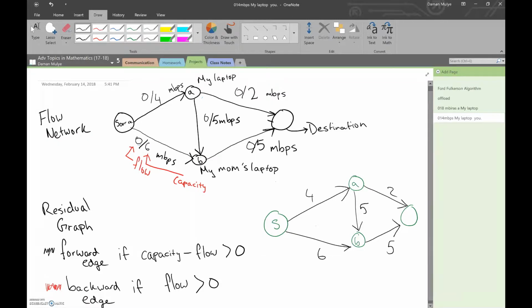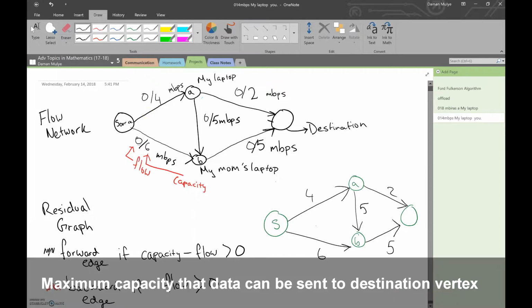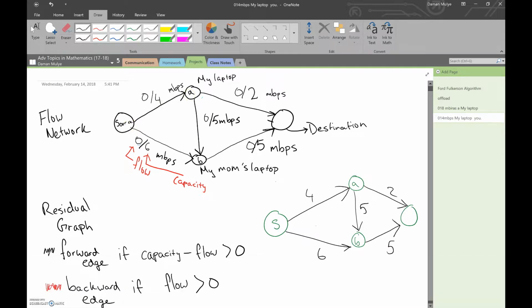Now, each edge between the vertices has a maximum capacity, right? So the maximum capacity between the source and my laptop is 4 megabytes per second, and that 0 you see in front is what is currently being sent through. So now the goal of this problem is to find out how I can maximize the amount of data that my destination is receiving, right? So the maximum flow throughout this network. Now this network is relatively simple, and you'll see that the answer will lead to something trivial.